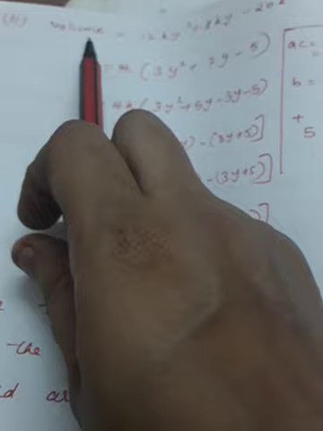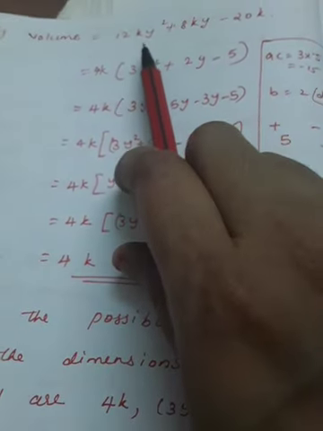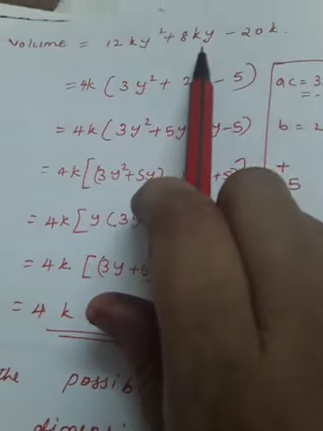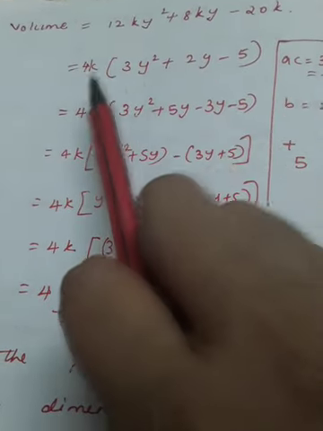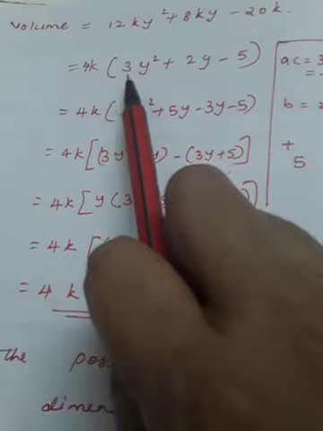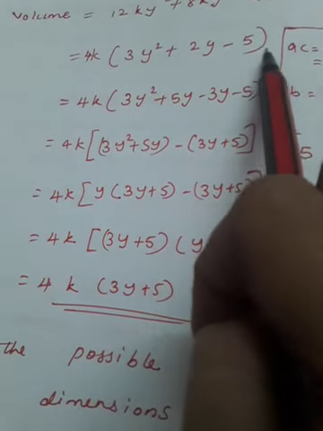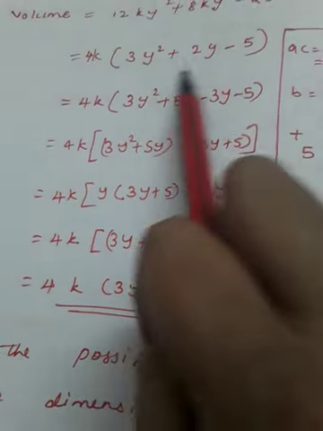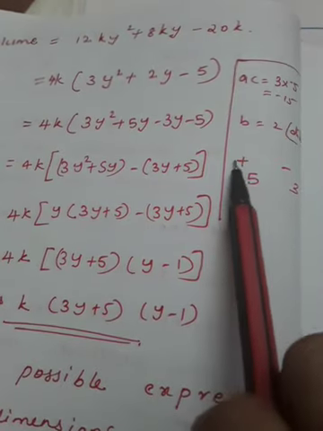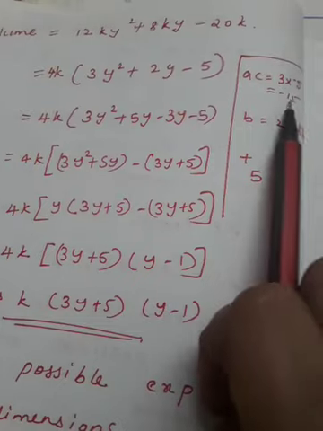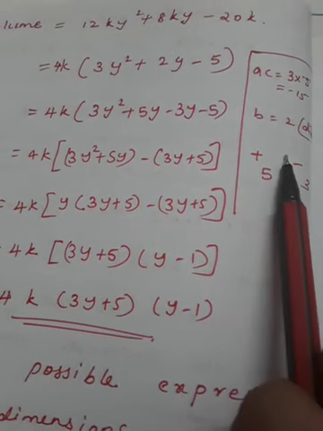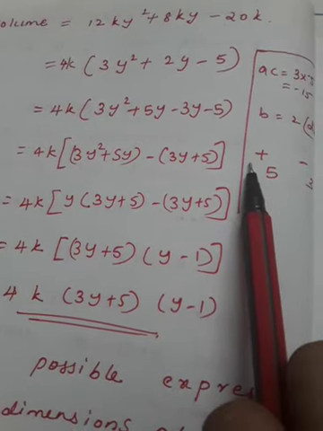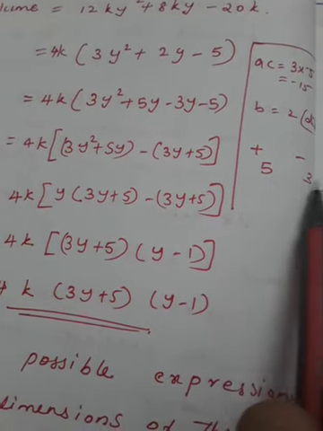Now the last question. Volume is given as 12ky squared plus 8ky minus 20k. Here 4k is common, so we took that outside. Then 3y squared plus 2y minus 5. Here we need to use the splitting the middle term method. So AC is minus 15, and B is 2. That means here the product is negative, so one is positive and the other is negative. The biggest should be positive. So we got the numbers as 5 and 3.